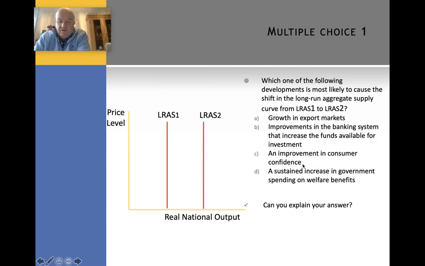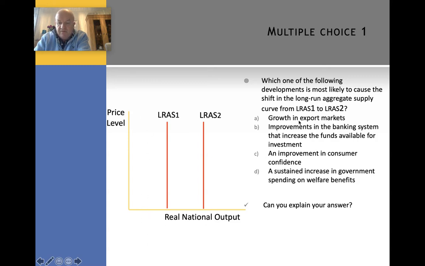How about an improvement in consumer confidence? Again, that won't affect aggregate supply as such. It will affect aggregate demand, won't it? And then a sustained increase in government spending on welfare benefits. Well, if the government is spending more on welfare benefits, that's going to mean probably that less people will be willing to work. So in that situation, that would shift the LRAS curve, the supply curve, from LRAS 1 to over here. So that would actually reduce the long run aggregate supply.